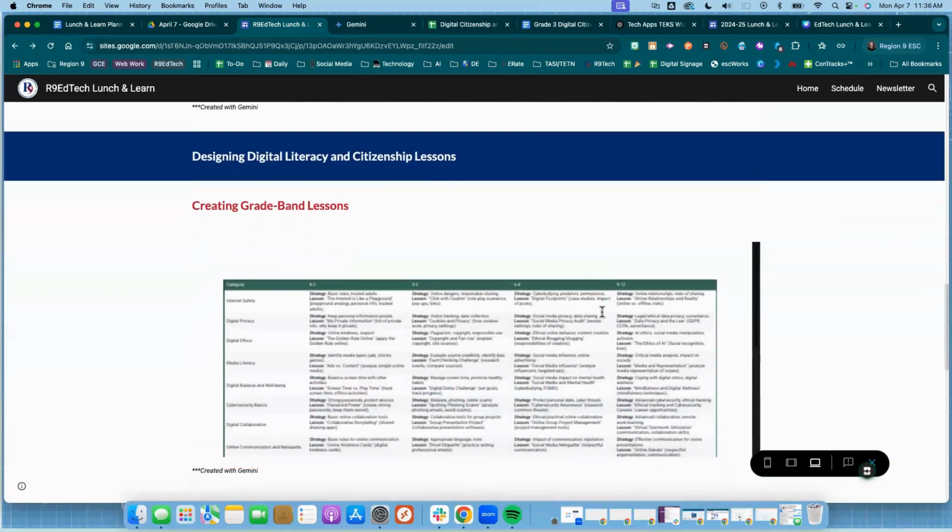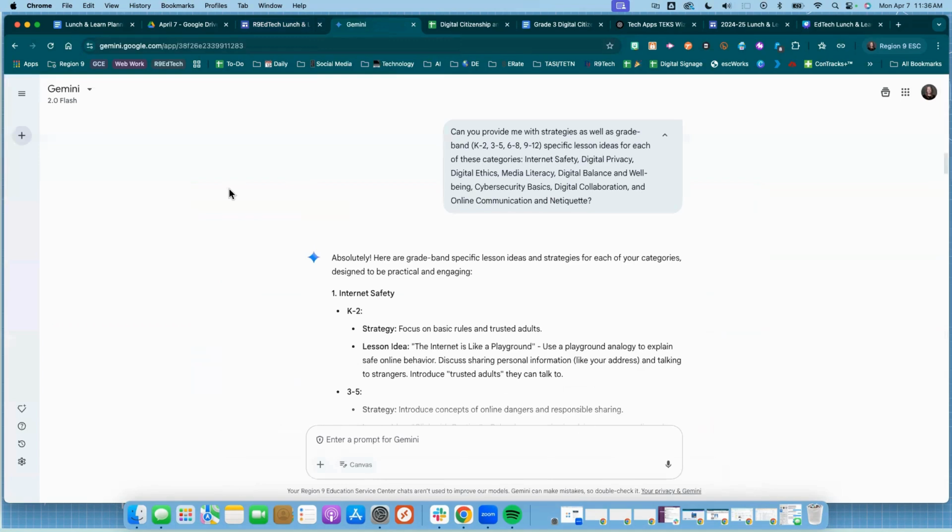So I kind of want to show you my process on how I was thinking about, if I was teaching in the classroom, how would I bring these elements into my lessons on a regular basis? The very first thing I did was hop over into Gemini, which is one of the AI platforms built into Google. And I asked it, can you provide me with strategies and lesson plan ideas for each of the categories?